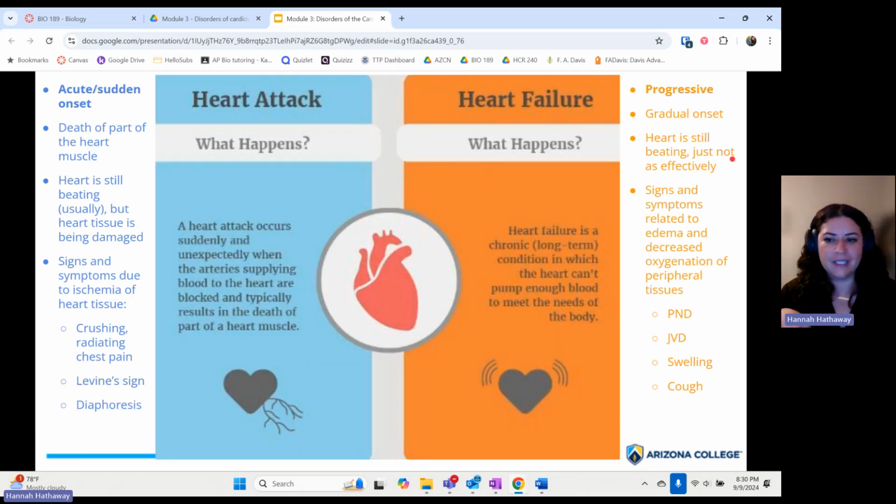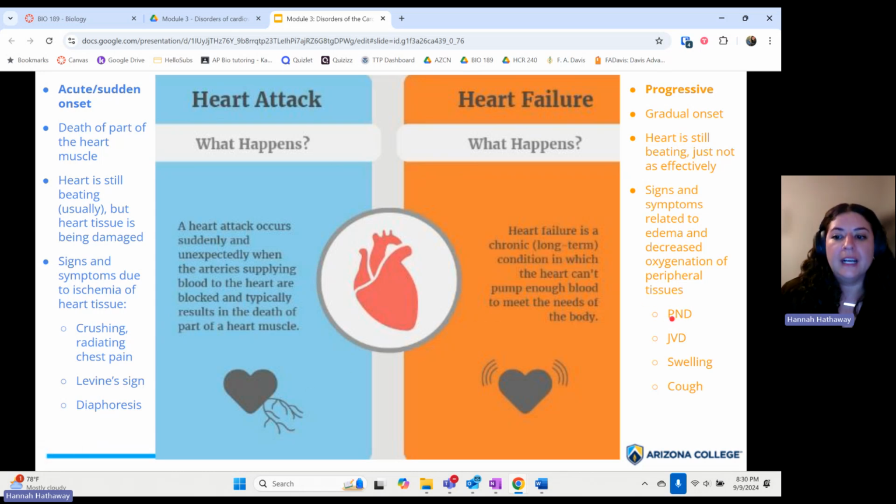Okay. And here's just a nice little diagram to help once again compare and contrast these two. Specifically, I want you to notice these signs and symptoms. Some super helpful signs and symptoms to differentiate these two for you: crushing, radiating, sudden onset chest pain, heart attack, myocardial infarction, Levine sign, fist to chest, diaphoresis, sweating. Those are also classic signs and symptoms of myocardial infarction.